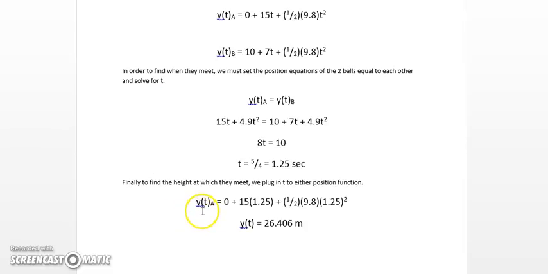So for y of t A, all we do is we plug in 1.25: 0 plus 15 times 1.25, plus 1/2 a times 1.25 squared. This gives us the height that they will meet at, 26.406 meters. We would have gotten the same answer if we plugged it into the y of t B equation.